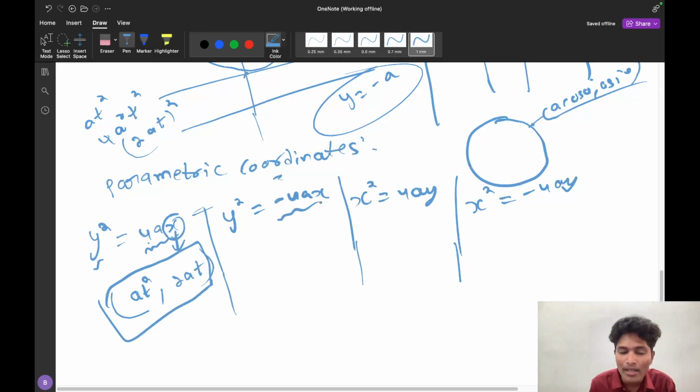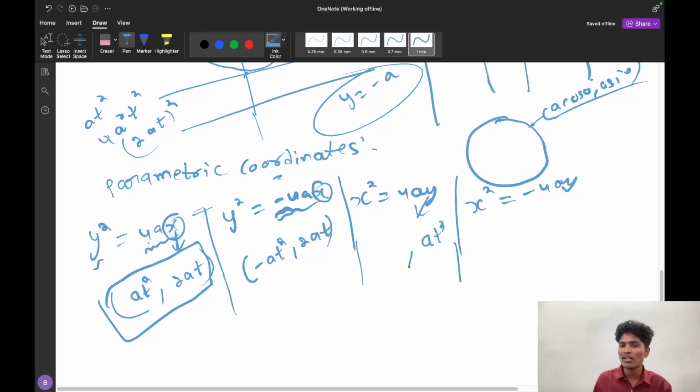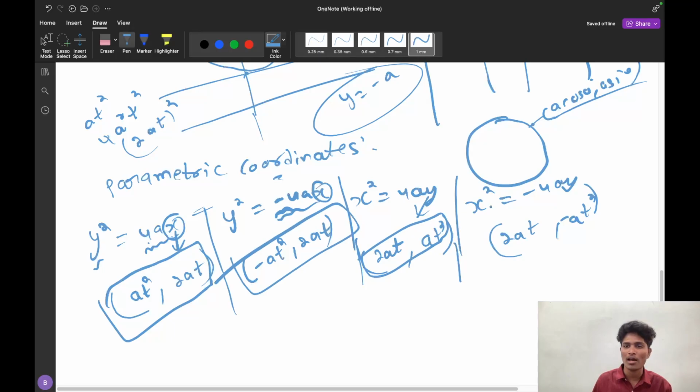But it will change here. Here what x I have to substitute in order to make this a perfect square, and the negative should be positive? So I will substitute minus at square here. Minus at square comma 2at will be the parametric coordinate. In the case of this, the y value should be substituted as at square, so that the x value we will get is 2at. Same here also, the y value should be substituted as minus at square in order to make it positive and in order to make the perfect square, and the x value we will get is 2at. So these 4 are the parametric coordinates for different types of parabola. 4 types of parabola have 4 different types of parametric coordinates.